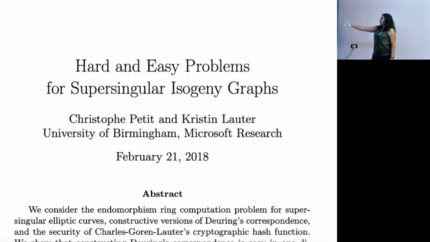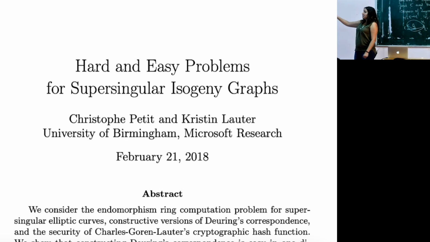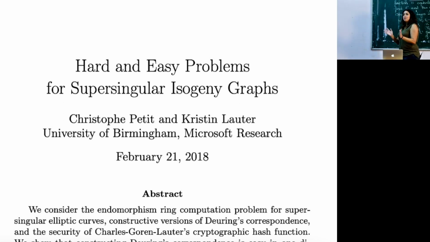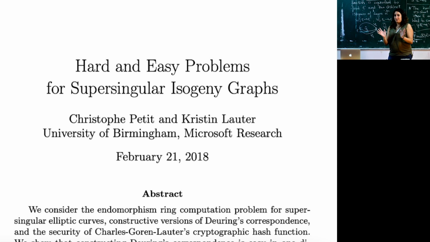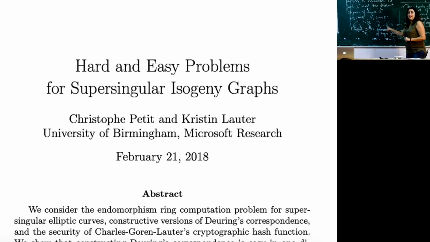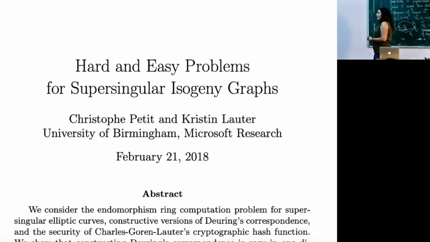For a randomly chosen starting point J0, a j-invariant, you can consider a supersingular elliptic curve. The hash function is pre-image and collision resistant, assuming the endomorphism ring problem is hard. This means a good hash function. I didn't tell you until now what the endomorphism ring problem is, but we heard already about endomorphisms, so I'm going to explain after this slide what that is.